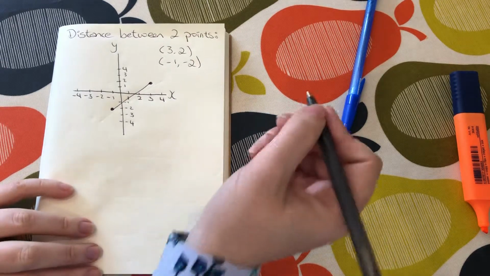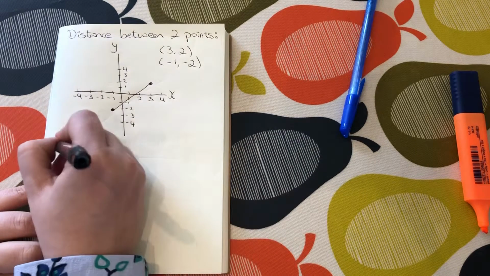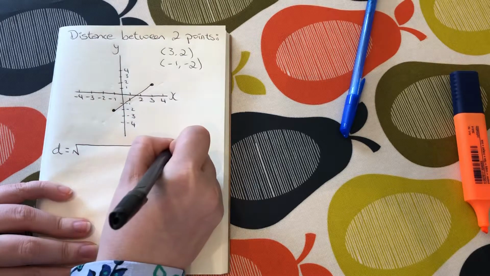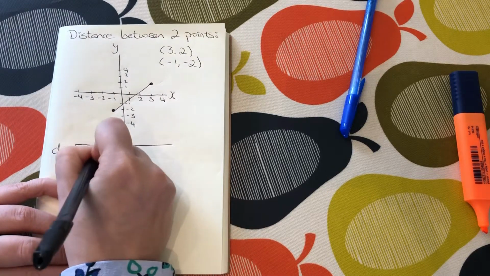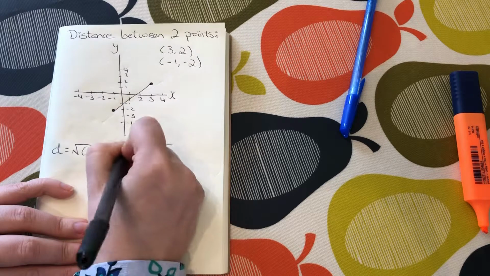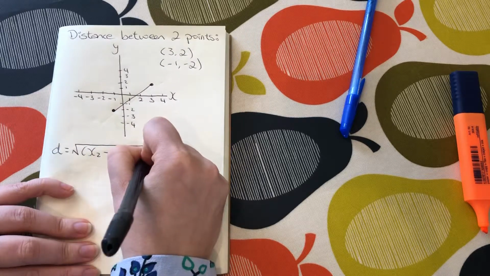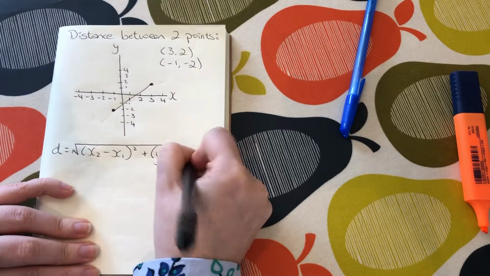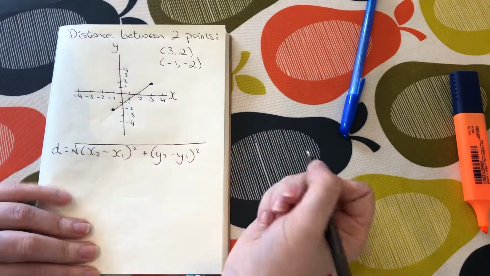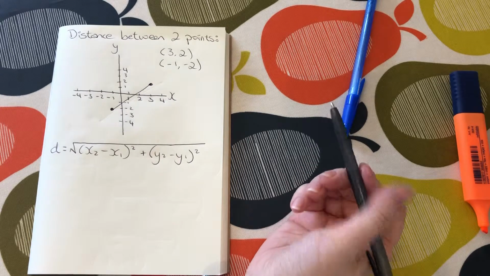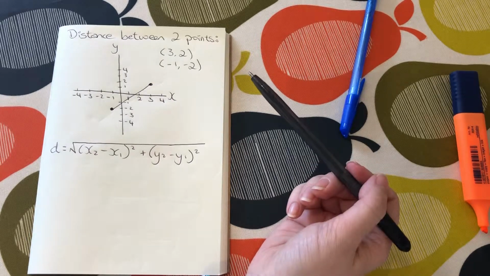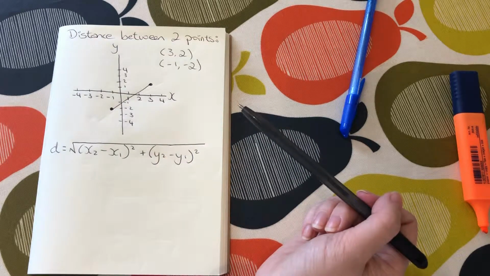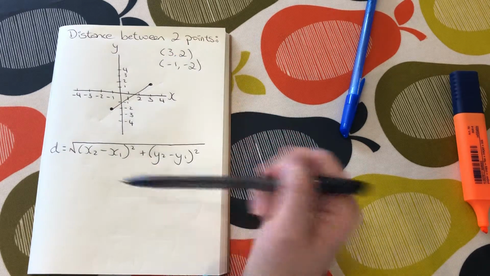Again, there's a formula for it. It's in your log tables. You don't need to remember it. It looks like this. D equals the square root of x2 minus x1 squared plus y2 minus y1 squared. So this one people kind of struggle with a little bit more than slope or midpoint because it's got squares and square root and everything, but you shouldn't be afraid of it. You can do it. You just sub in the numbers.